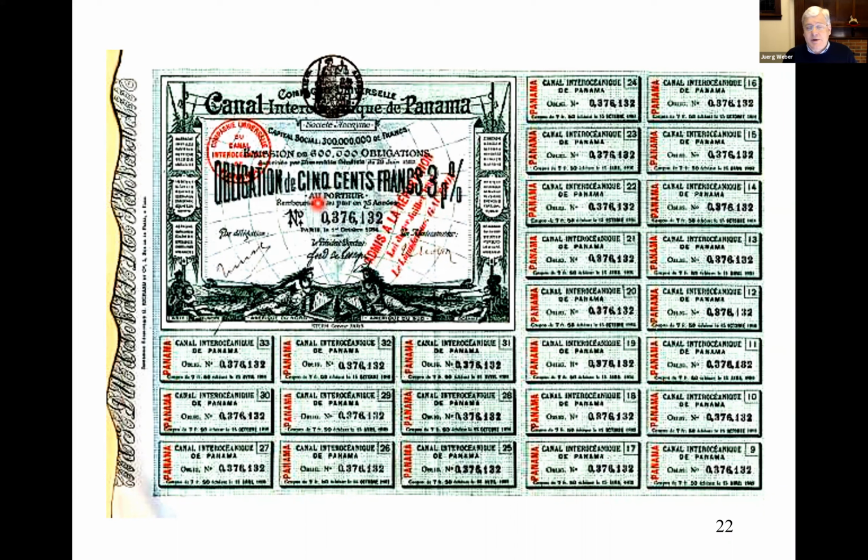Now, the Panama Canal Company was obliged to make this payment. This bond is a credit contract, and if it does not make those payments, then the company is broke. In French, a bond is actually called an obligation, because it is an obligation to make those payments. So each year, the holder of the bond, the person who bought the bond, cut off one of those coupons and handed it in to the Panama Canal Company and got the 15 francs.